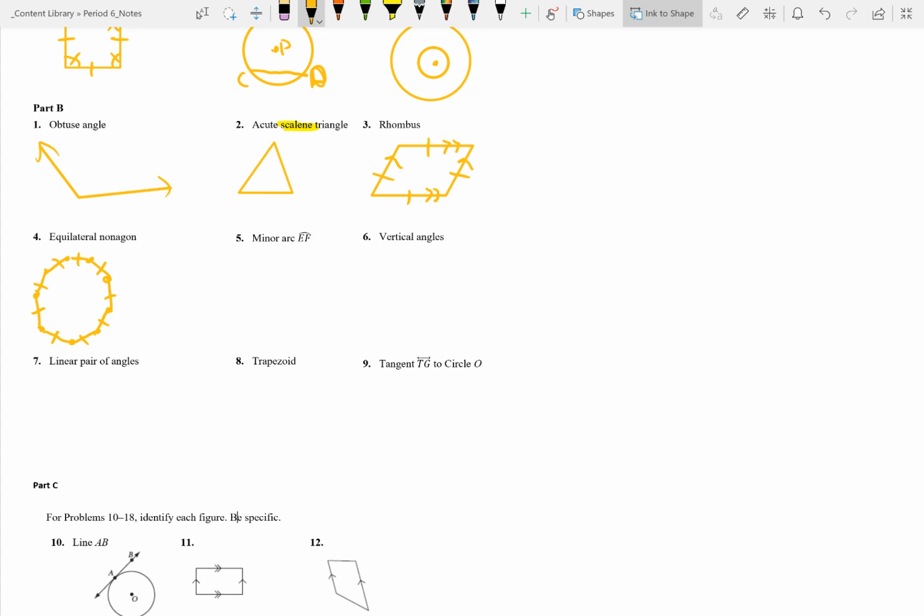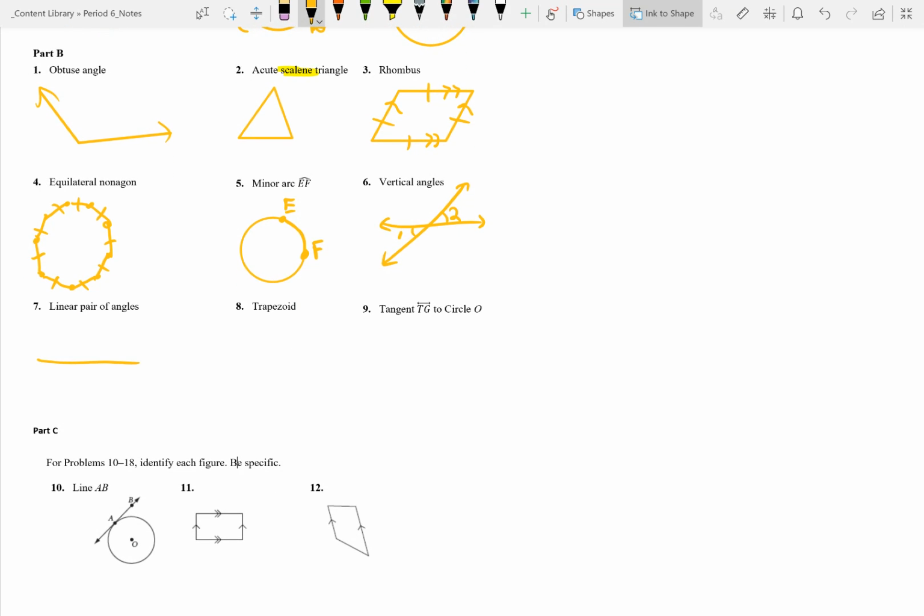Minor arc EF. All right, I'll go ahead and draw a circle. And minor arc EF. So this arc right here. Minor arc EF. Vertical angles, like that. And I can mark them like 1 and 2 maybe. Or mark them like this. Indicate those are vertical angles. Typically these are lines. There we go.